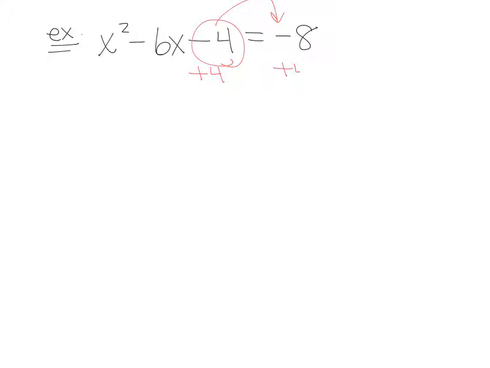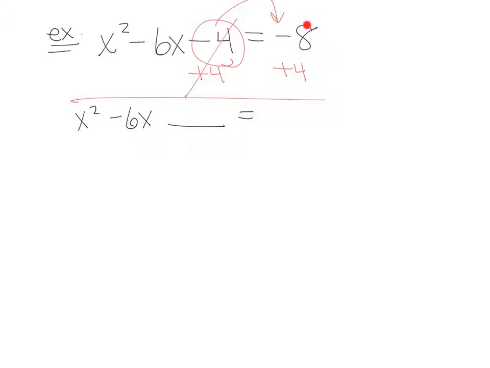Let's do this one. x squared minus 6x minus 4 equals negative 8. Go ahead, pause this video. When you finish trying this problem on your own, unpause the video and we'll go over it together. So I'm looking for my constants. I'm moving it to the right. So I'm going to add 4 to both sides. So I have x squared minus 6x, leave a blank.